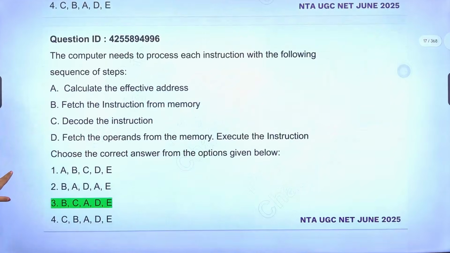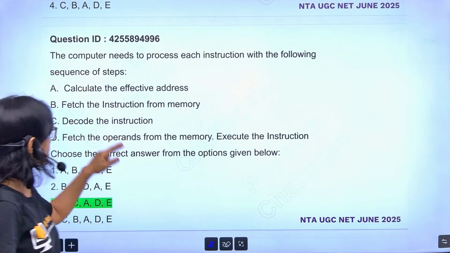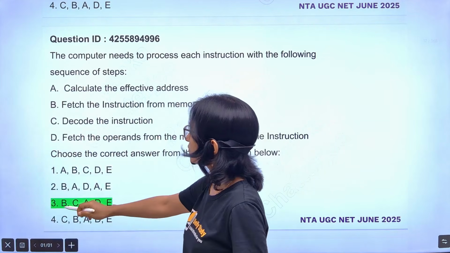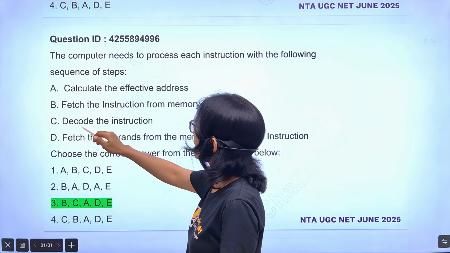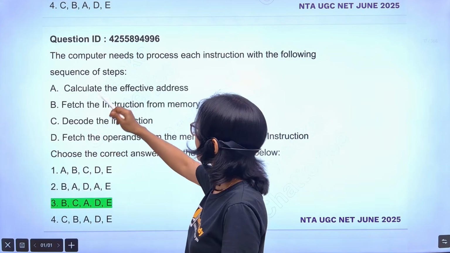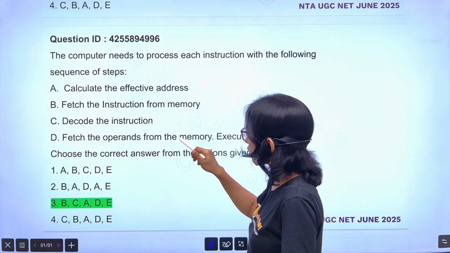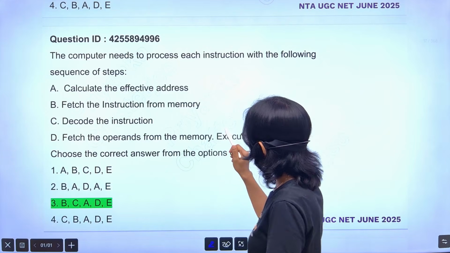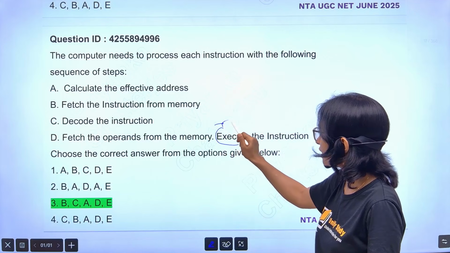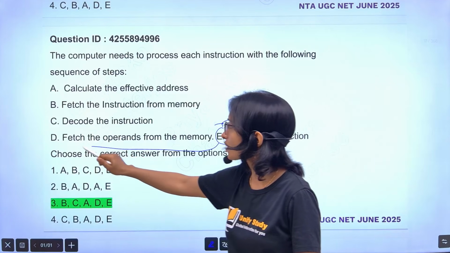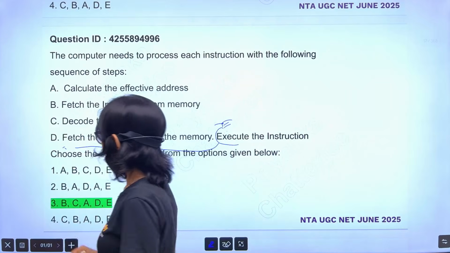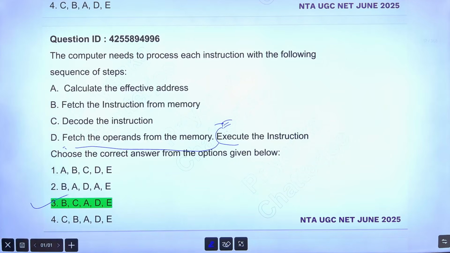The correct sequence is this one, because first we need to fetch the instruction, that is B. After that decode the instruction, C. Then calculate the effective address, that is A. Then fetch the operand from the memory, that is D. Then finally execute the instruction, that is E. This E should actually come here, so there is a typing mistake. So option 3 is the correct answer, not 2. 3 is the correct answer.